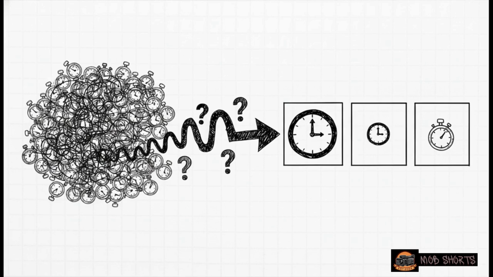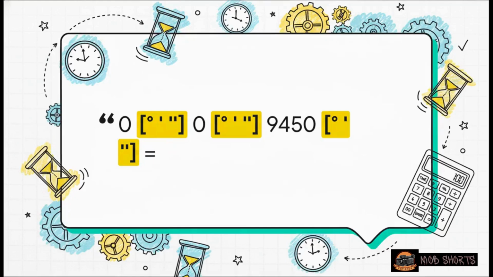What if they give you a massive number of seconds, like 9,450, and ask you to turn that into hours, minutes, and seconds? I mean, trying to do that by hand, what a nightmare. But with our calculator, it's actually just as easy. So here's how we do it.